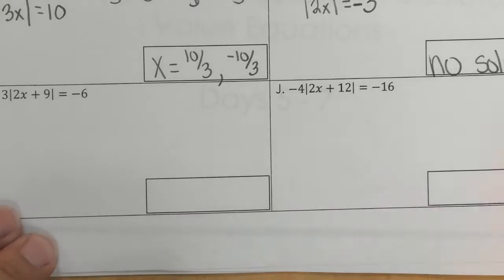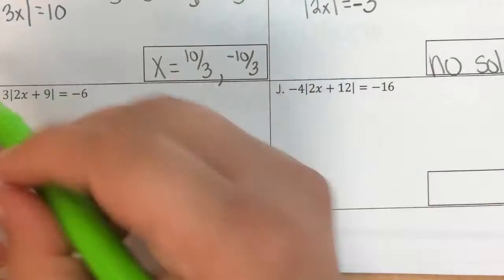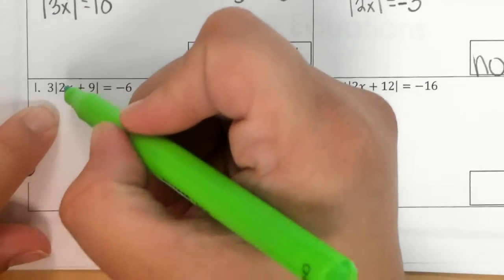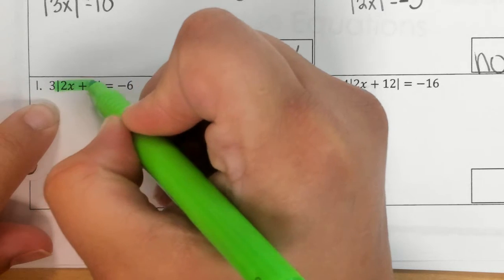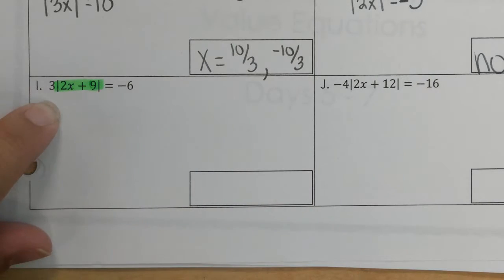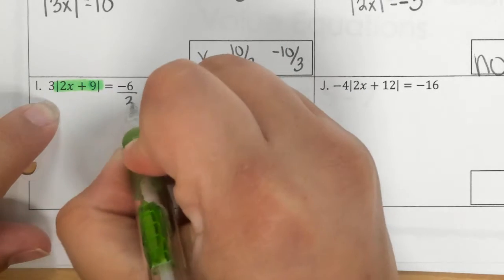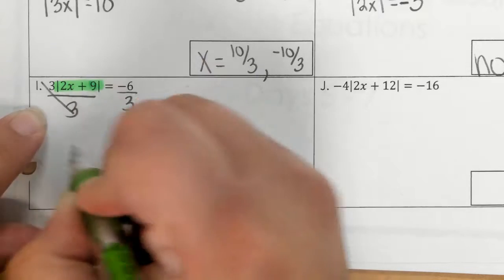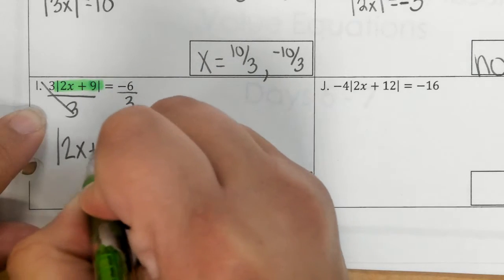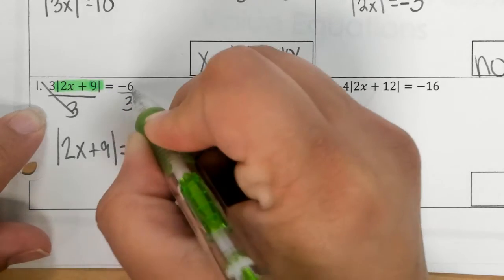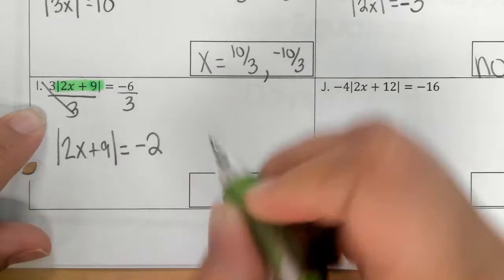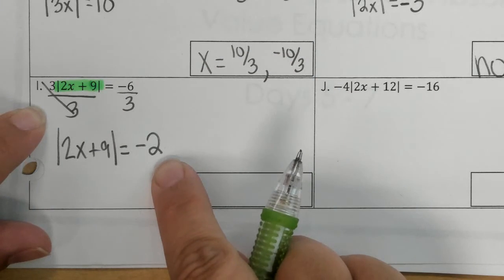Okay. And then for I, we need to find our absolute value. And we have to decide what we're going to divide by, which is 3. So we have the absolute value of 2x plus 9. We divide, we get negative 2. And again, this is no solution because we can't have a negative.